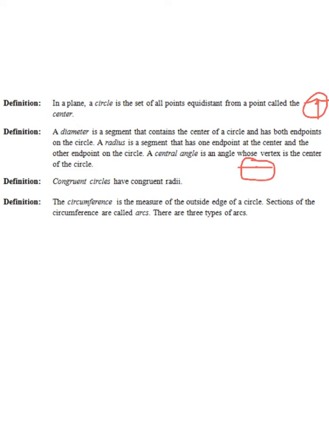A radius is a segment that has one endpoint at the center, so a radius is going to be half of the length of a diameter. A central angle is an angle whose vertex is in the center, so it'd be an angle like this right there. We can also have congruent circles, which would have congruent radii, and the circumference is the measure of the outside edge of the circle. Sections of the circumference are called arcs, and there are three different types of arcs that we're going to be talking about in this section.